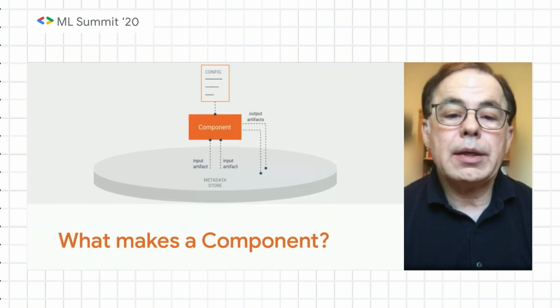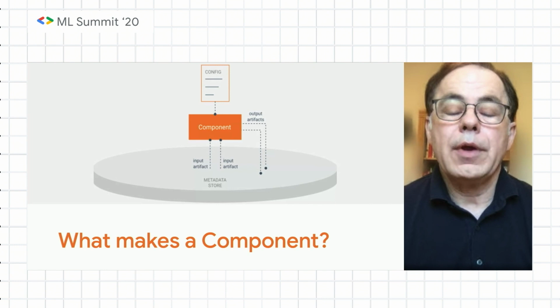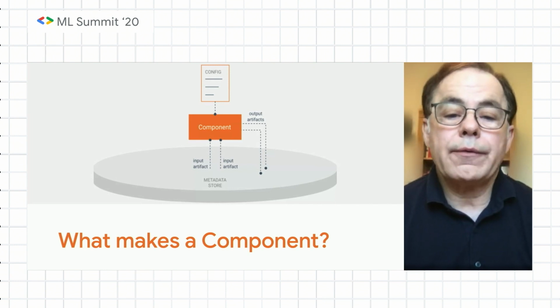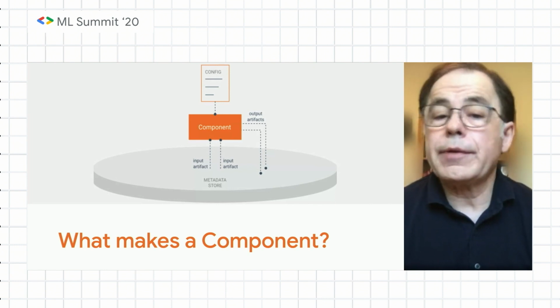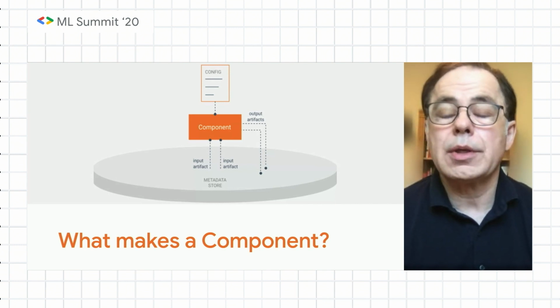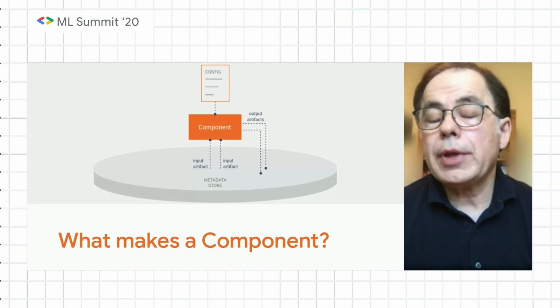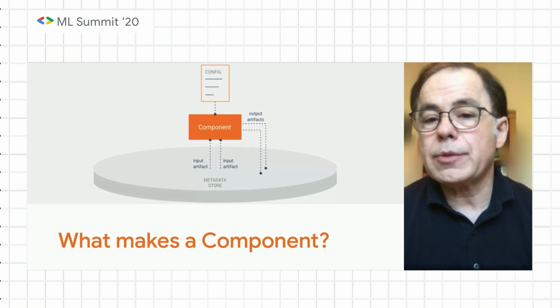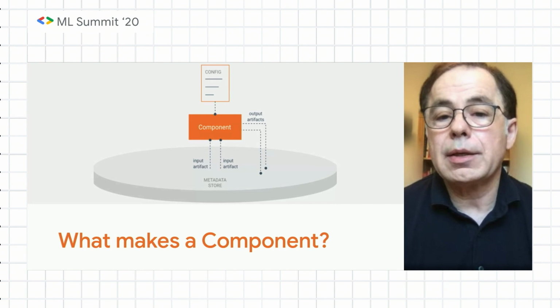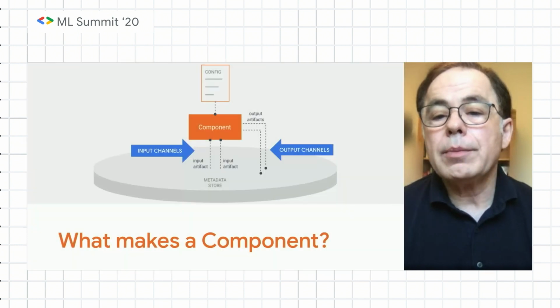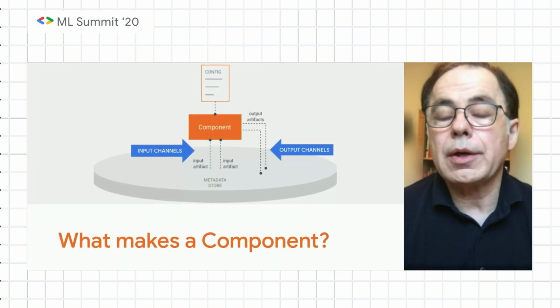A component by itself receives its input from metadata, except for the very first component in the pipeline, which is receiving it from some data source. It does what it's going to do, and then it pushes its result into metadata. So that's how components communicate with each other.